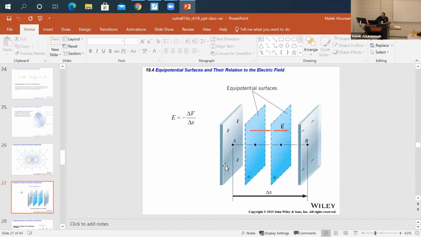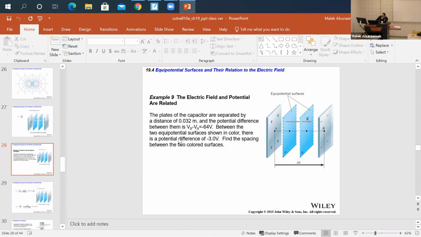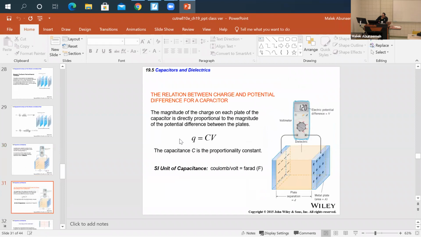So let me just see what else we have. We talked about the equipotential surfaces, where now your book puts your distance as S. So when you see D in mine, that's your S in your book, for surface. So here's an example of an equipotential surface. Go ahead and pause this video and work on it.